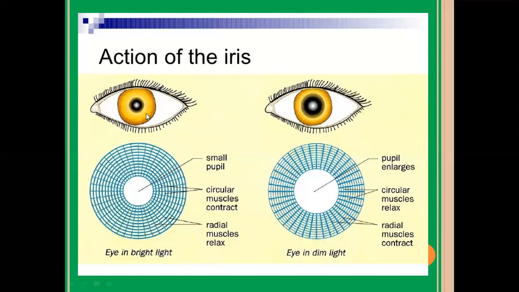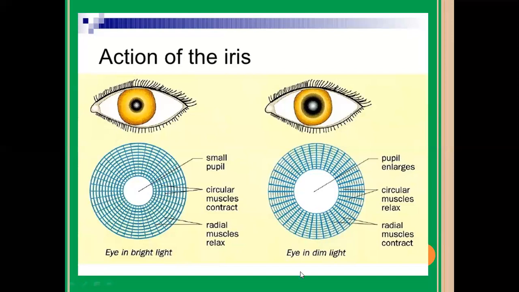Now, what happens in this case? When the pupil constricts in bright light, at that time circular muscles contract. Here you can see these are the circular muscles. When bright light falls on the pupil, circular muscles contract and radial muscles relax, and the size of the pupil becomes smaller.